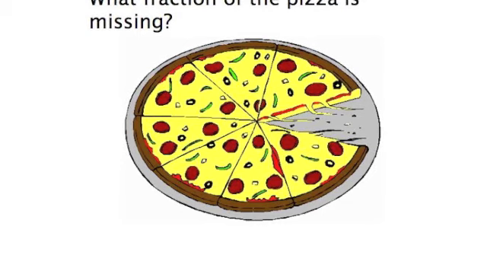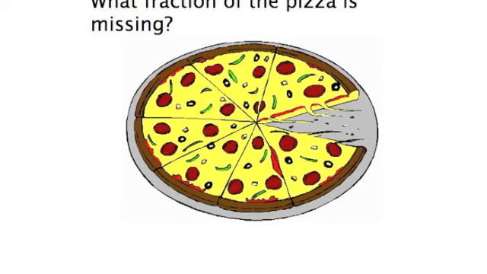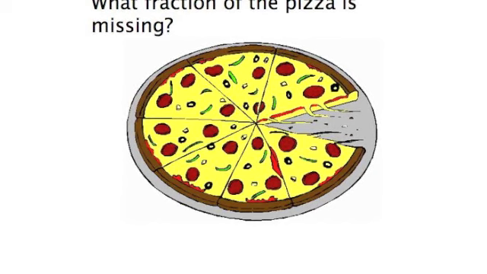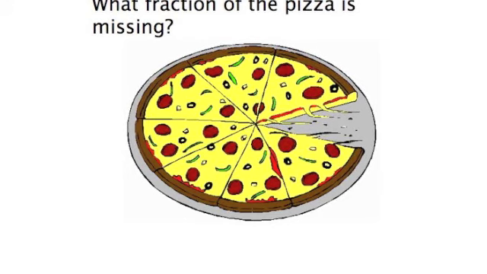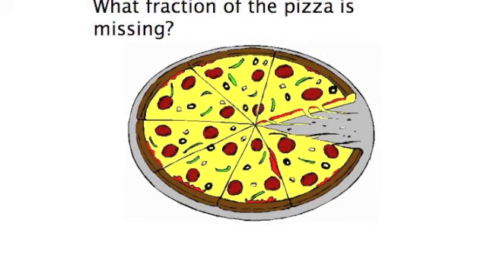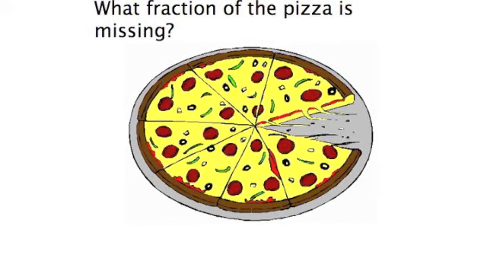We know that there were 8 slices, so that determines our whole. If we had 8 slices there, then that would be our whole pizza, and we're only looking at what fraction is missing. Well, if 1 piece is gone, then 1 of the 8 slices would be our fraction. So 1/8 of the pizza is missing. Do you see how I started with looking at how many pieces of pizza I had, and then looking at how many pieces were gone?